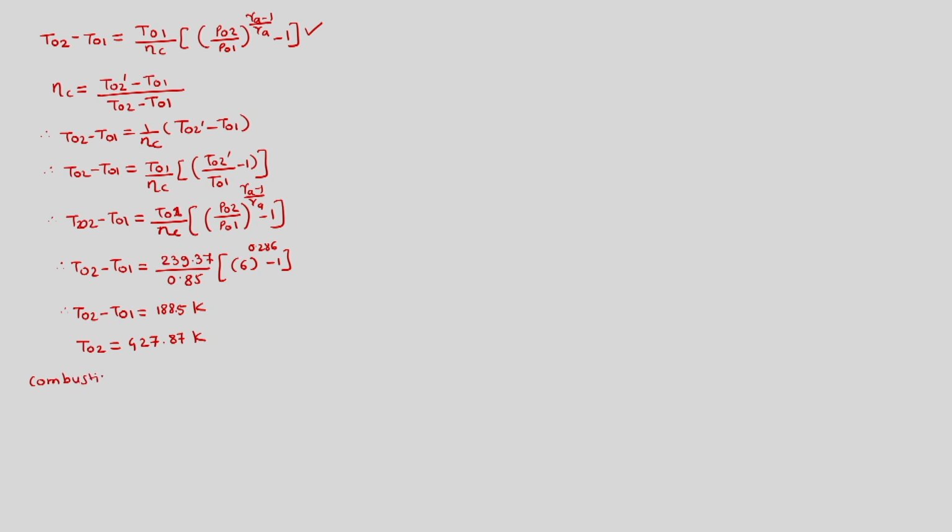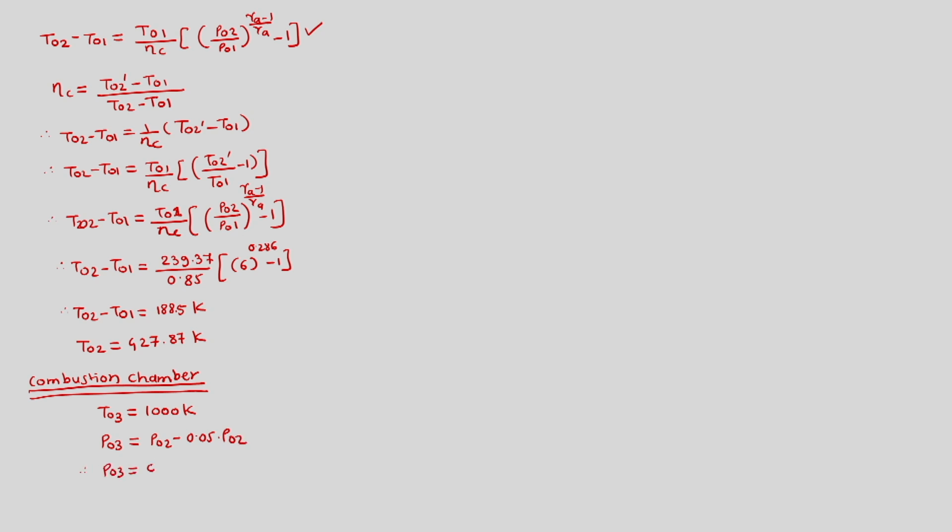We can work out for the combustion chamber. We know the exit temperature for the combustion chamber is 1000 Kelvin, but we don't know what the pressure is, but we are told that the loss is 5% for the delivery pressure. So 5% will get lost, so 0.05 into P naught.